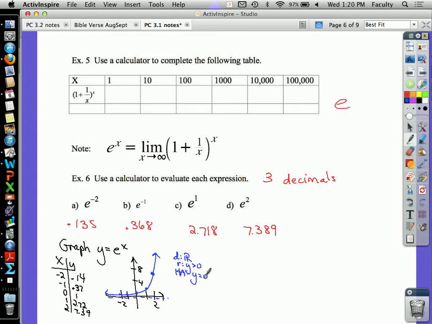Now what I want you to do is example 7. I'm going to give you a head start, and I want you to do this on 2 different grids, not on the same grid. For A, make an XY table, negative 2 to 2, and on B, do a table negative 2 to 2, and graph that.